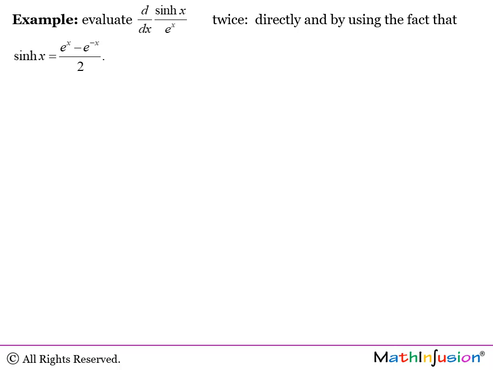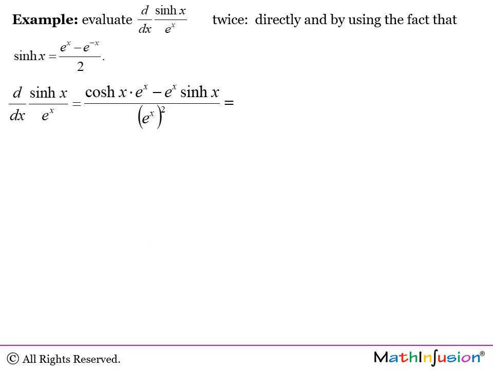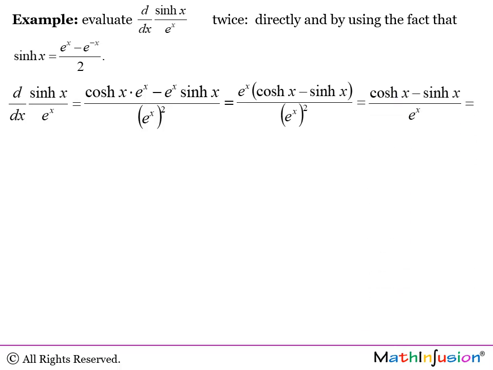Now we are going to evaluate the derivative of sine hyperbolic x over e to the x twice, directly, and also by using the fact that the sine hyperbolic x is (e to the x minus e to the minus x) over 2. First, we are doing this by using the quotient rule. We can simplify, we can cancel e to the x, as you can see. And we get cosine hyperbolic x minus sine hyperbolic x over e to the x.